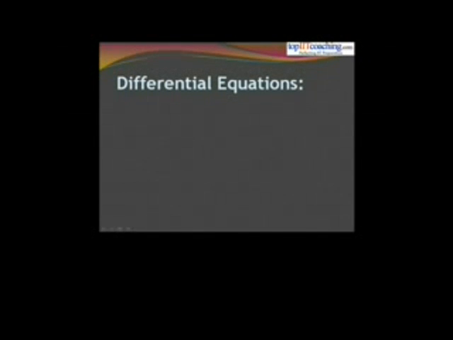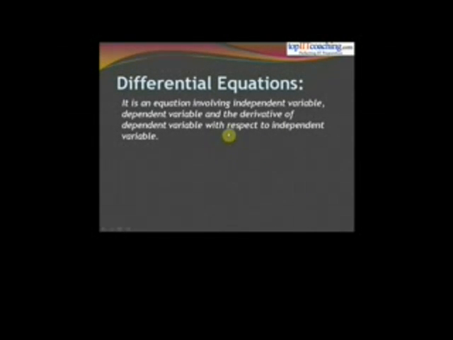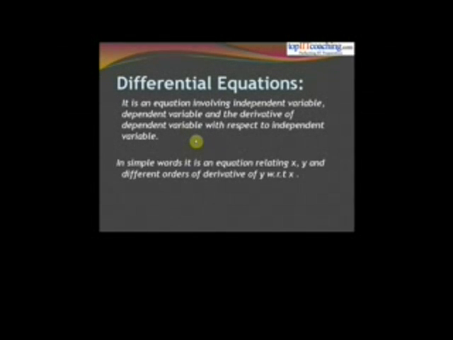So once again, the very standard doubt: what are differential equations? We can say that it is an equation involving independent variable, dependent variable, and the derivative of dependent variable with respect to independent variable. In simple words, it is an equation that relates x, y, and different orders of derivative of y with respect to x.